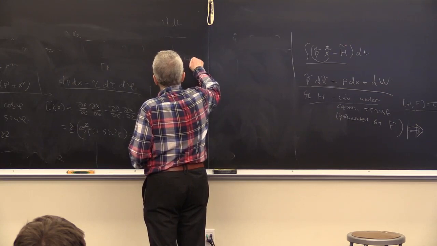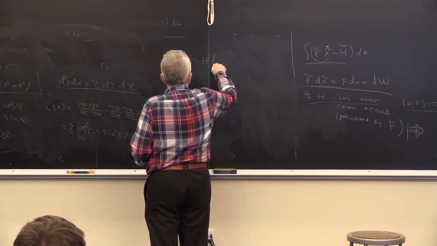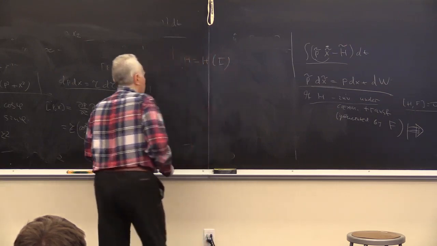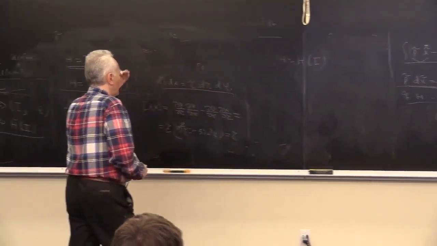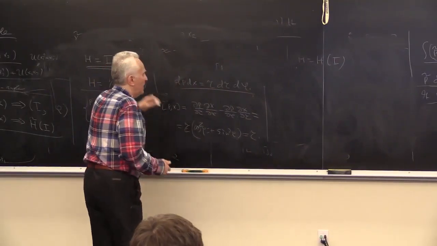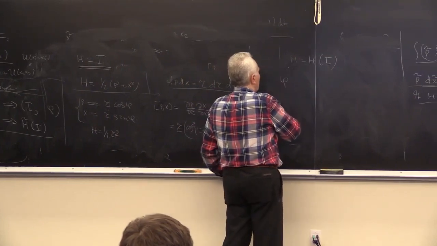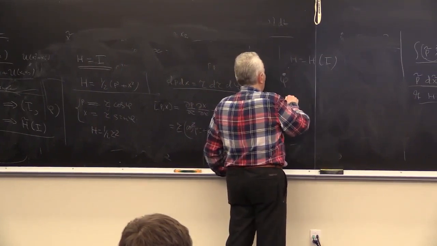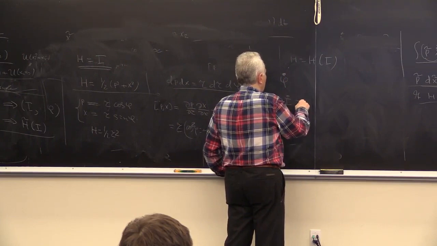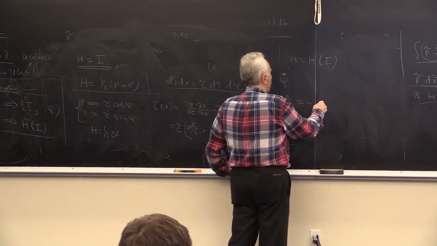When, generally speaking, for any one-dimensional system, H will be a function of I. It will not be linear in I, and then we will have the following Hamilton equation.